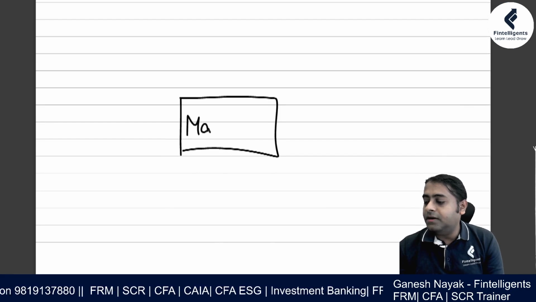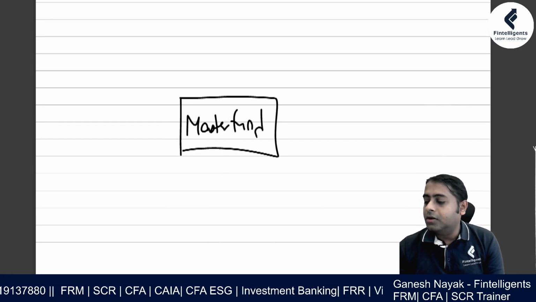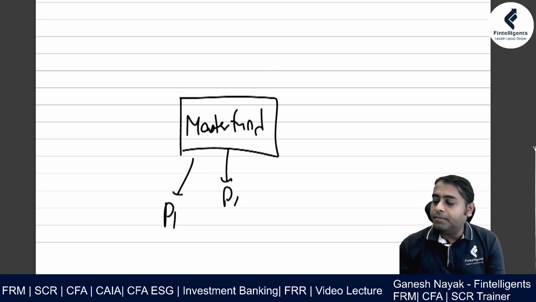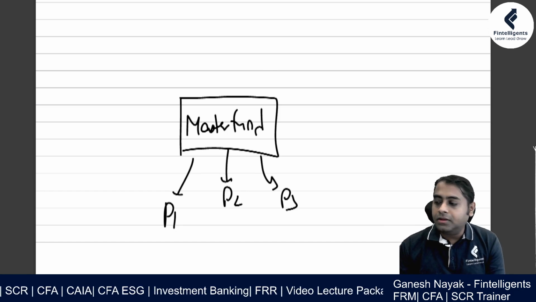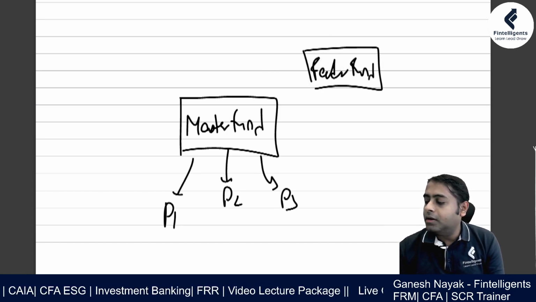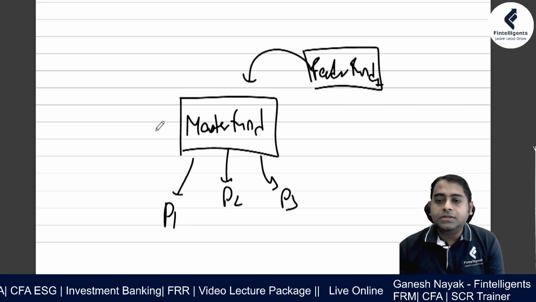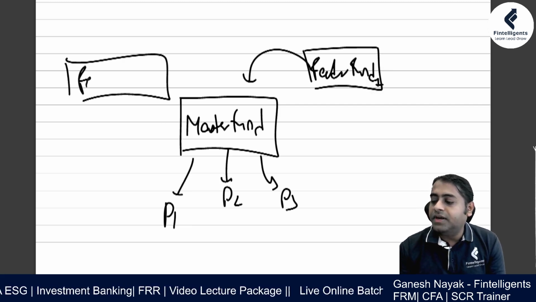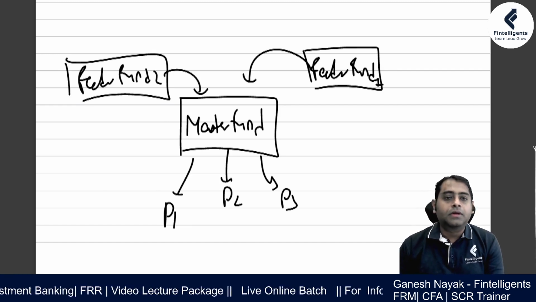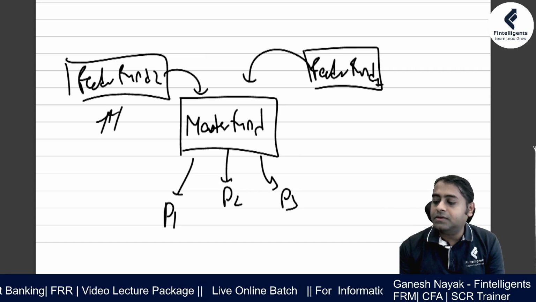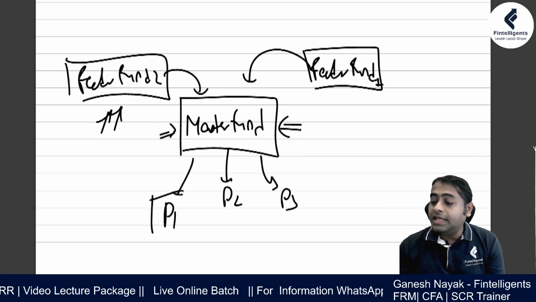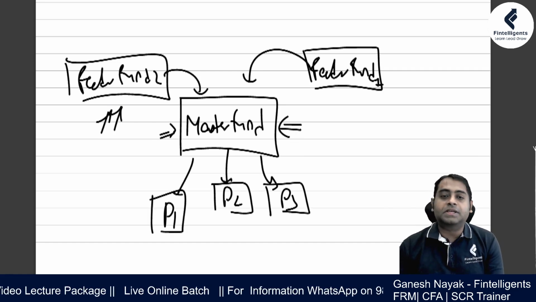There is a master fund which is going to hold portfolio company 1, portfolio company 2, portfolio company 3. There might be feeder fund 1 which is investing into this. There could be feeder fund 2 which is also investing into it. So there are different types of investors, but all the transactions are happening through this master fund. All the assets are managed by this master fund.